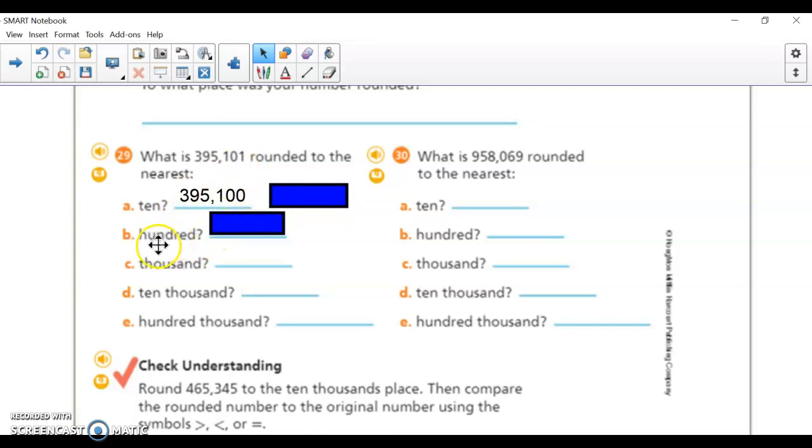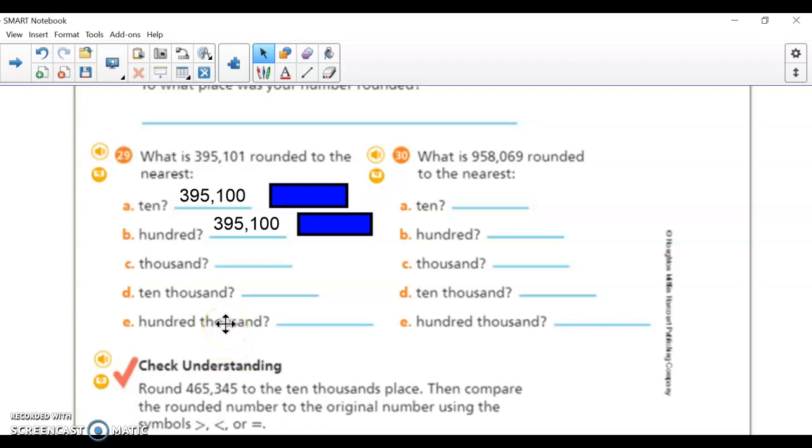So my new number is now 395,100, okay? If I'm going to round to the hundreds place, all right, that 1 is in the hundreds place. I look next door, 0, can't get any smaller than that. So the 1, I got to let it rest. I round down, it looks the same again. We've seen that before. But now your numbers are going to start to change as you round to the thousands place, 10,000s place, 100,000s place.